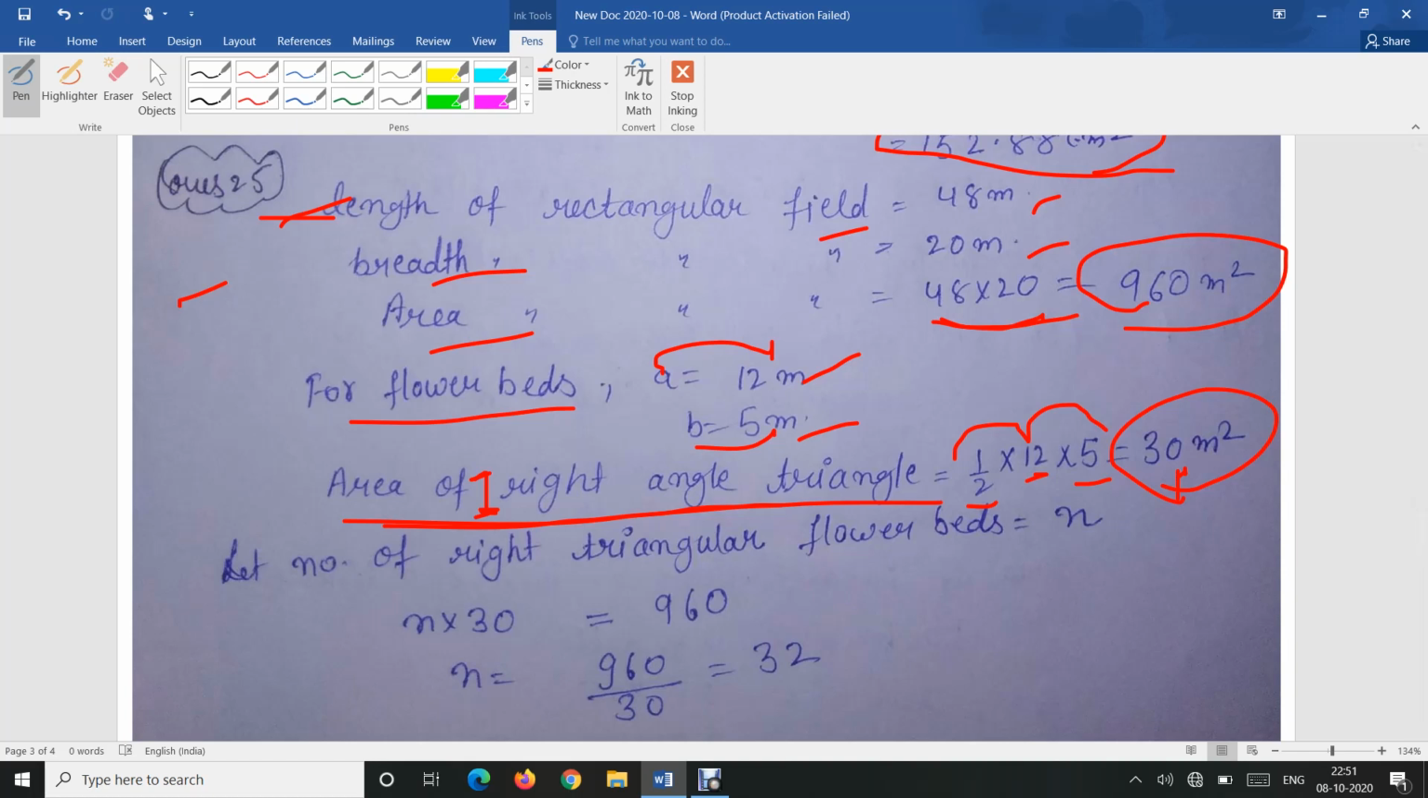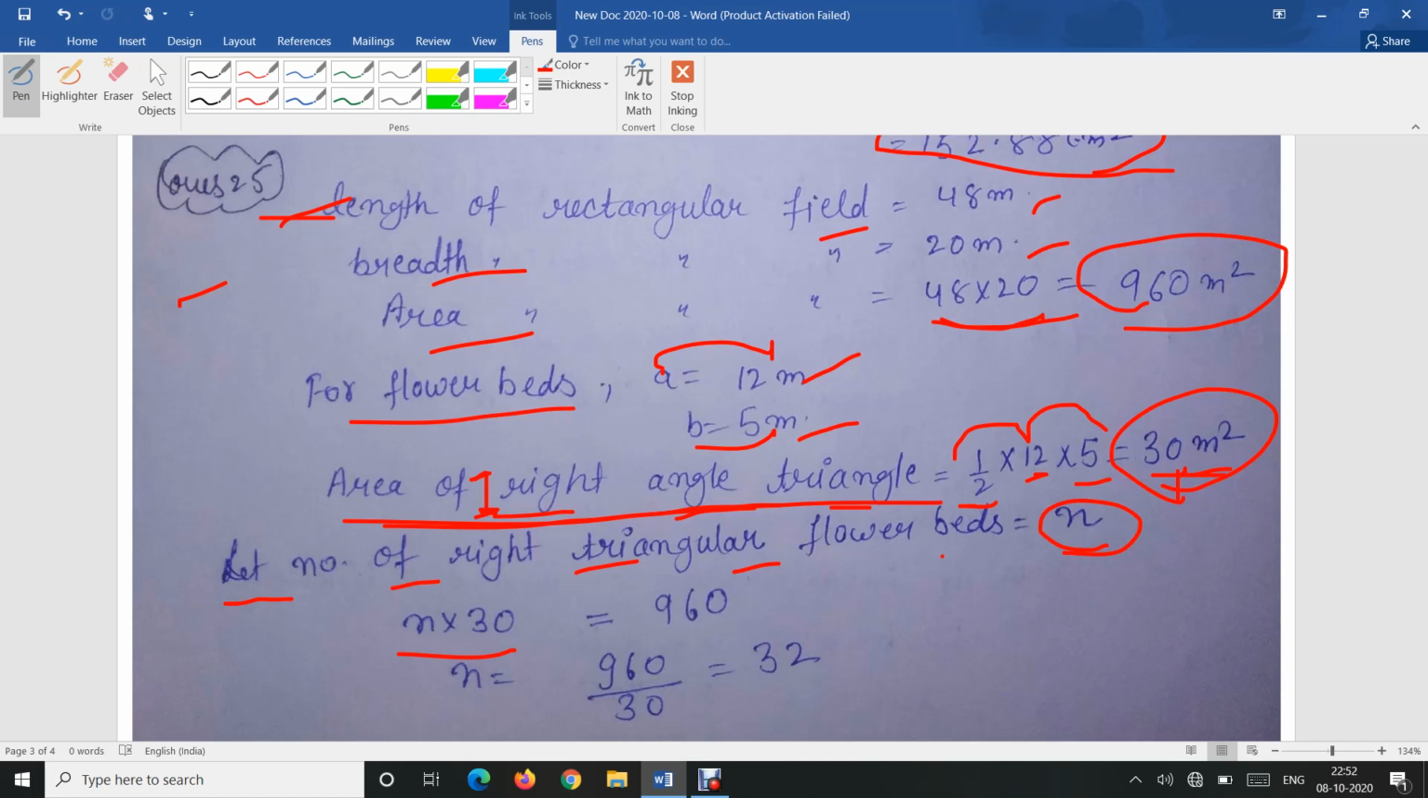So you have to consider the number of right triangular flower beds, and we are considering that the number of right triangular flower beds is n. If the area of one right angle triangular flower bed is 30, then the area of n right triangular flower beds will be n multiplied by 30. And you have to lay down all these flower beds in such a way that this rectangular field is covered completely.